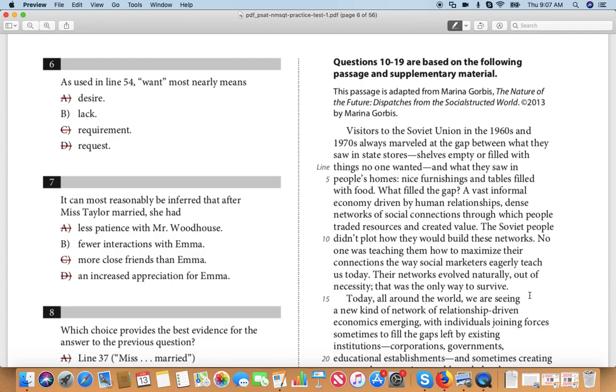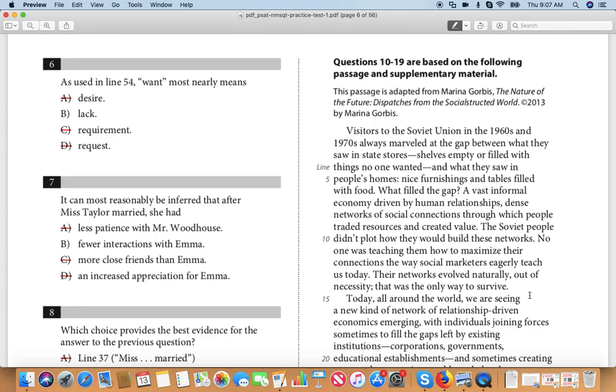The Soviet people didn't plot how they would build these networks. No one was teaching them how to maximize their connections the way social marketers eagerly teach us today. Their networks evolved naturally, out of necessity. That was the only way to survive.